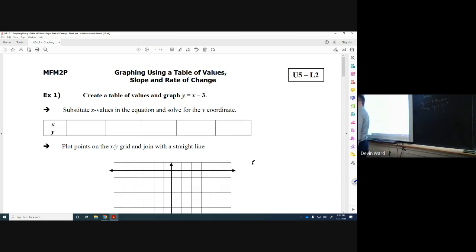So, the first thing we want to do today is make a table of values for the graph y equals x minus 3. We can put the x's anywhere and the y's anywhere. The easiest thing to do is usually put 0 in the middle for your x and then go up and below 0. So go 0, 1, 2, and 0, -1, -2.